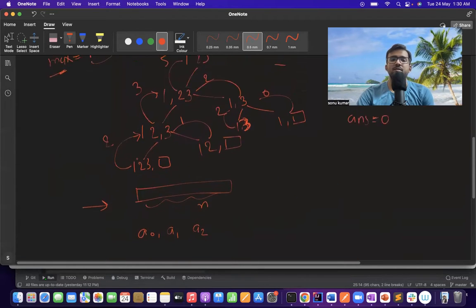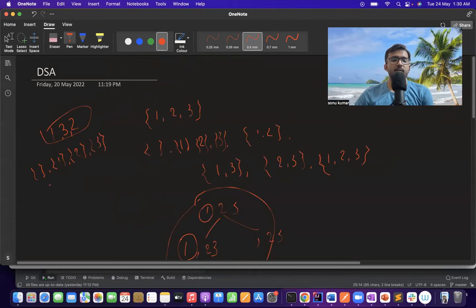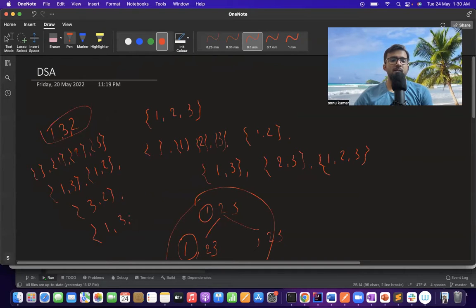Just consider the example 1 2 3. For 1 2 3, these are the subsequences. Now let's say the elements in the given array are 1 3 2. What are the subsequences here? Again the empty one, again 1, 2, 3, then 1 3, 1 2 and 3 2, and next is 1 3 2.